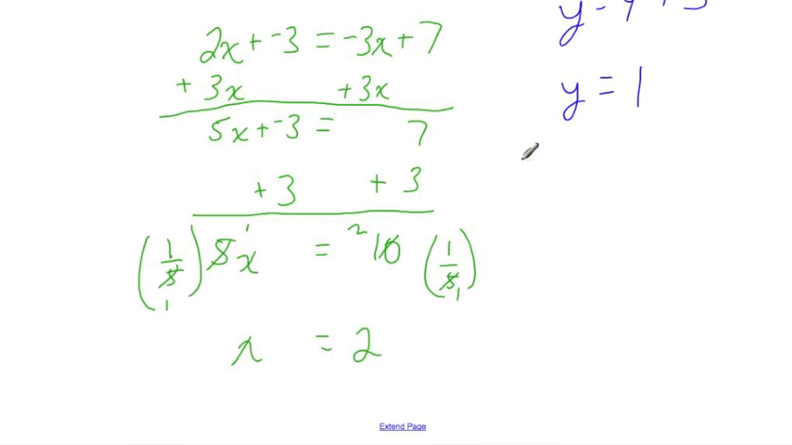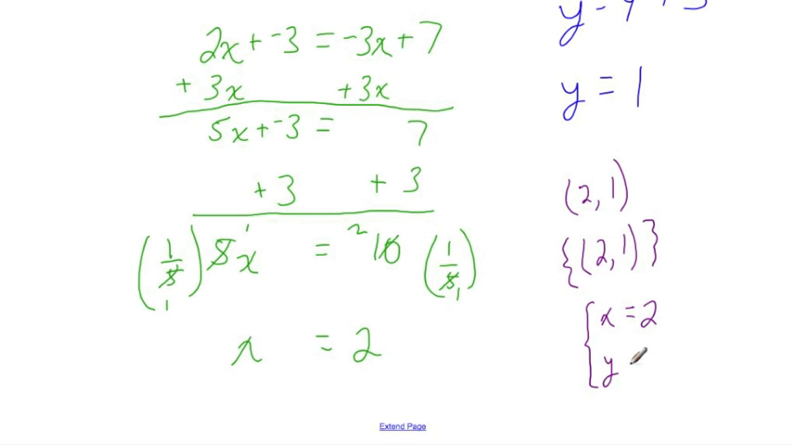As we discussed in the video for solving by graphing, you can list your solution in one of 3 ways. You can either list them as simply the ordered pair, x equals 2, y equals 1. You can list them as a solution set, or you can list them as another system written in a more simplified form. So we have x should equal 2, and y equals 1. So any one of these 3 ways is an acceptable way to write the solution.